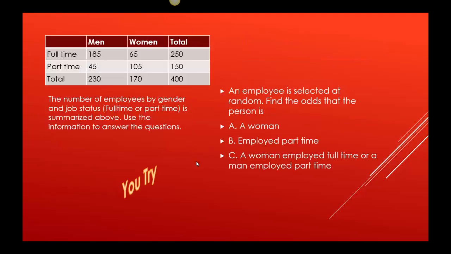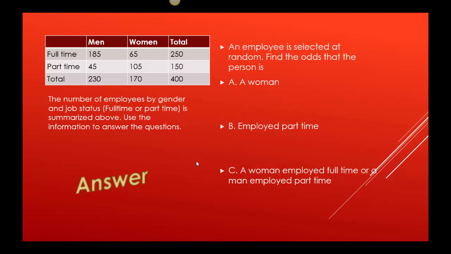Okay. Here's another you try. The number of employees by gender and job status, full-time or part-time, is summarized in the table. I want you to use this information to answer the questions. So an employee is selected at random. Find the odds that the person is A, a woman, B, employed part-time, and then C, a woman employed full-time or a man employed part-time. So give yourself a minute to try these out and then come back and push play again and let's see how you did.